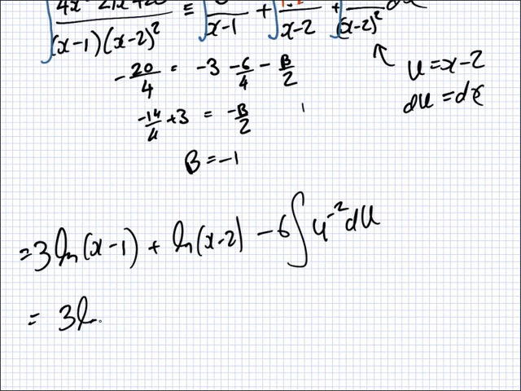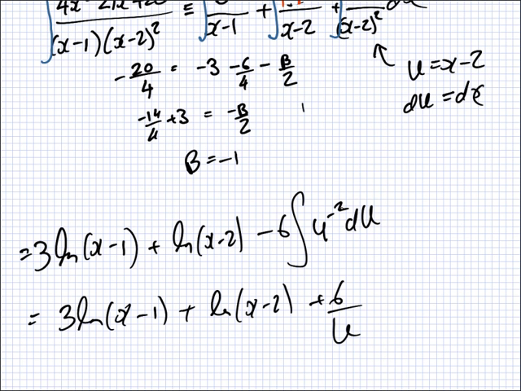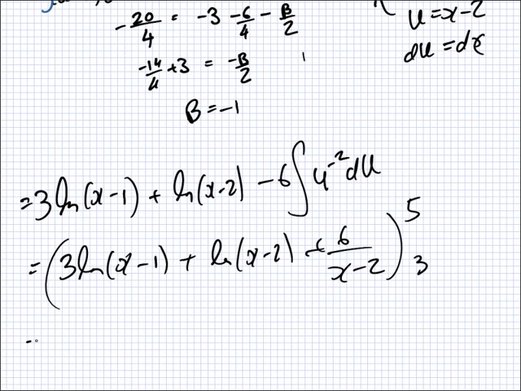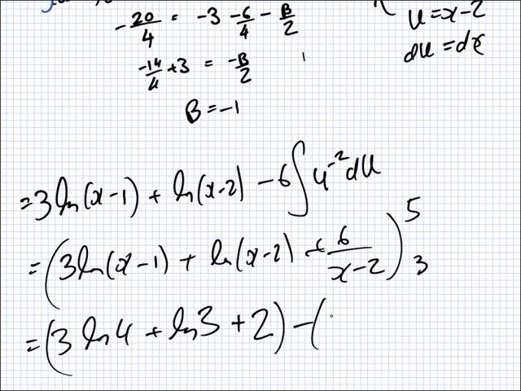So this is equal to 3 log x minus 1 plus log x minus 2 plus 6 over u. Increase the power, divide by the power. But what is u? x minus 2. And then we have to put in our limits of 3 and 5. So that's 3 log 4 plus log 3 plus 6 over 5 minus 2, 6 over 3, 2, minus 3 log 2 plus log 1, which is 0, plus 6.